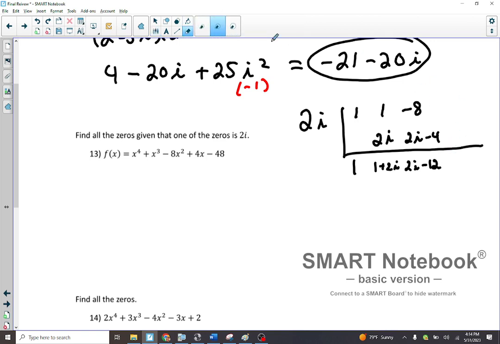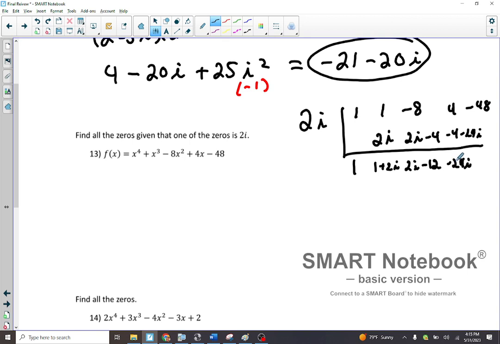Let me shift it so it's a little bit more clear. 4 and negative 48. Wait, isn't it 4? It is 4. 2i minus 4. Yeah. And then I add down. Negative 8 plus negative 4 is negative 12. Then I do it again. In this case, it's going to be 2i times 2i is negative 4i squared, which is just positive 4. Positive 4. No, negative 4, I mean. So it's going to be negative 4 minus 24i. 4 plus negative 4 is 0, so it's just negative 24i.